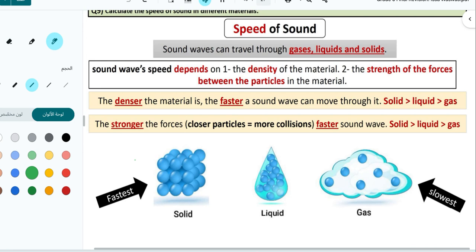So sound requires matter: solids, liquids, and gases. The speed of sound depends on the density of the substance, or the medium, that it is traveling through. The denser the medium, the faster sound will travel. So it travels fastest through solids, then liquids, then gases. Gas is the least dense material, so sound travels the slowest through gas. Solids are the most dense material, so it'll travel faster through solids.